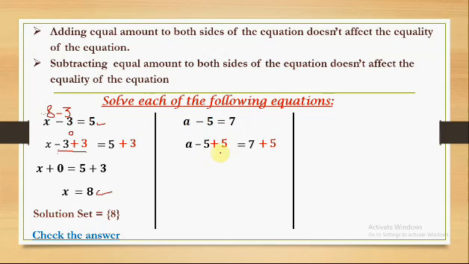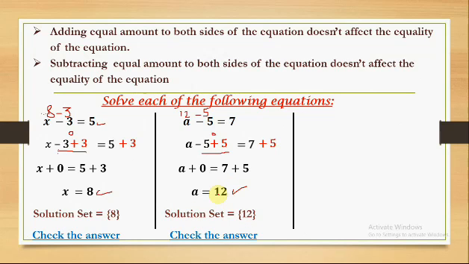a minus 5 plus 5 equals 0. So a plus 0 equals 7 plus 5. 7 plus 5 equals 12. So a equals 12. Before you say this is the solution, we need to check the answer. Put the 12 instead of a and minus 5. 12 minus 5 equals 7. So the 12 is the right answer, and I can say the solution set of this equation is the set of 12.